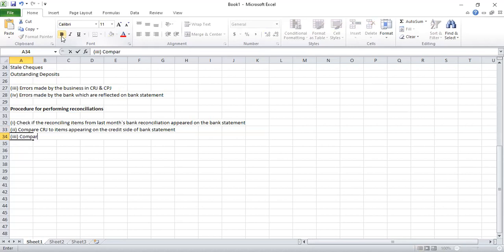Then you compare CPJ items appearing on the debit side of the bank statement. So the items that are in our cash payments journal should be on the debit side of the bank statement. Right? The aim of comparing is to identify those transactions that we are agreeing with the bank and those transactions that we are not agreeing. So that's the main reason why we do a bank reconciliation. Through this comparison, we'll be able to see, oh, we agree here, we don't agree here. Then those items that we are not agreeing are the ones that we would need when we are doing our bank reconciliations.